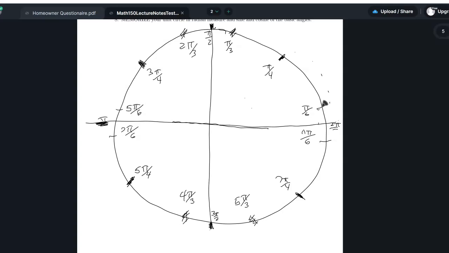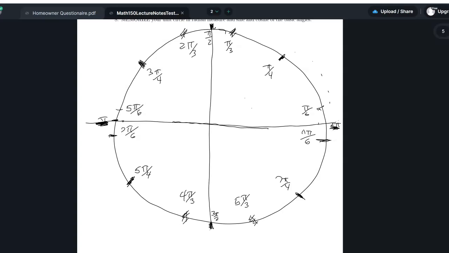The pi over 6 terms stay really close to the x-axis. So here's 1 pi over 6, and then a pi over 6 less than 2 pi would be 11 pi over 6. And here I moved 1 pi over 6, so pi over 6 less than pi would be 5 pi over 6, and a pi over 6 greater than pi would be 7 pi over 6.